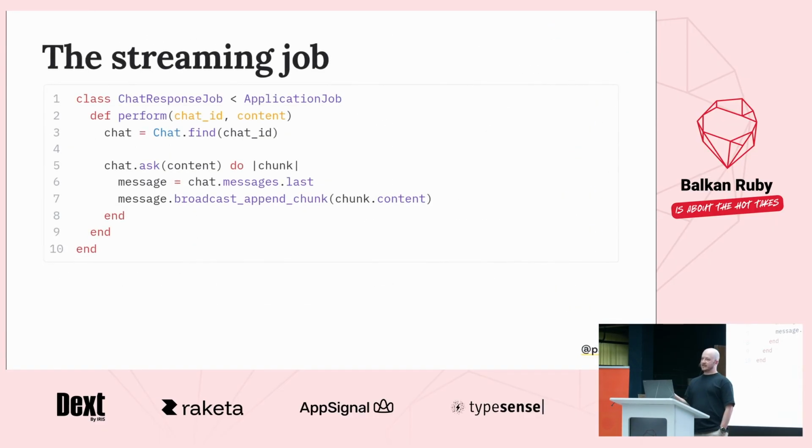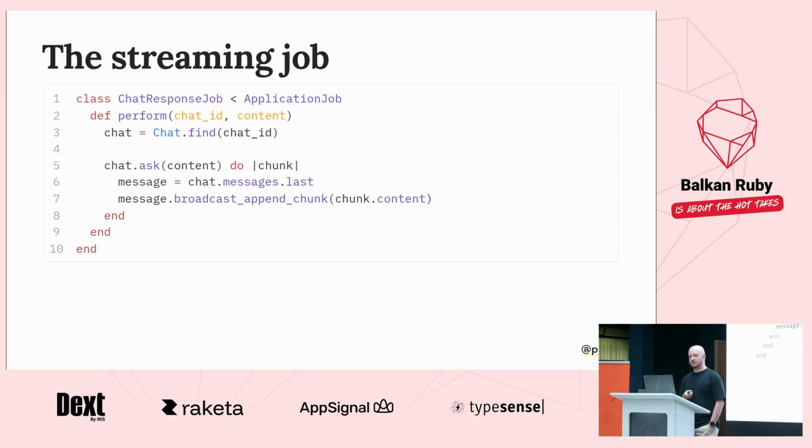This sounds like a lot of code, but actually this is how it looks in your app once you install it. So this is the streaming job. It simply finds the chat with the chat ID, and you have to pass the content of the prompt to that chat. The chat objects in Rails have the same exact interfaces as the chat objects in plain Ruby, so that you don't need to learn anything new about the RubyLLM API using Rails. So you can just do a chat.ask, you pass the content, and then you stream the chunks.